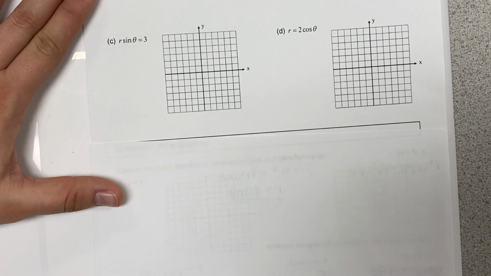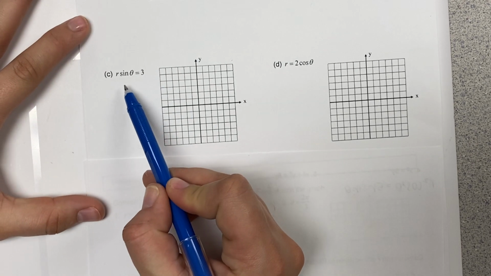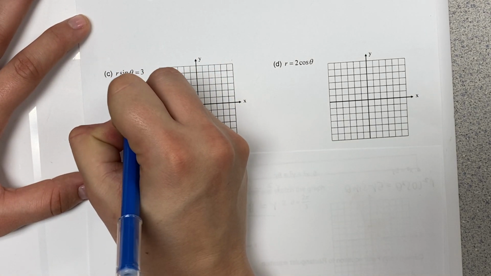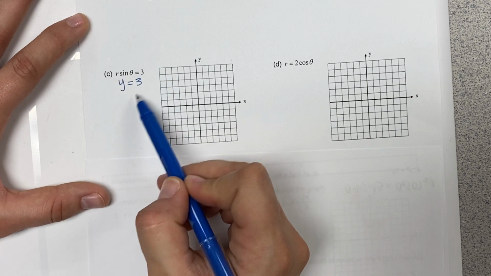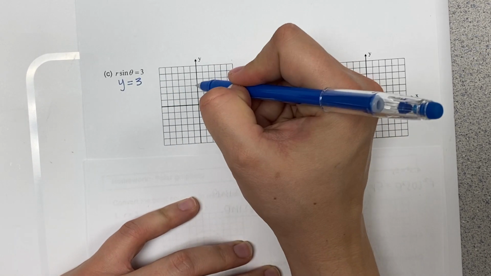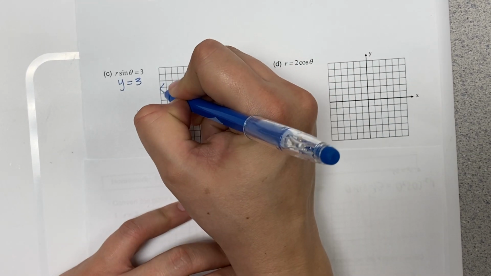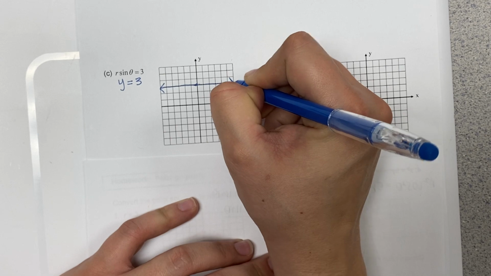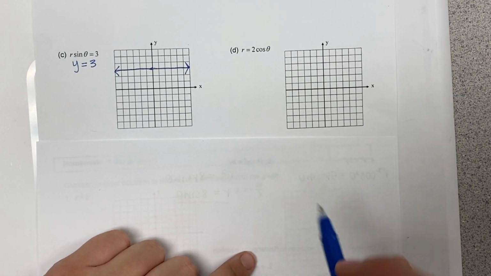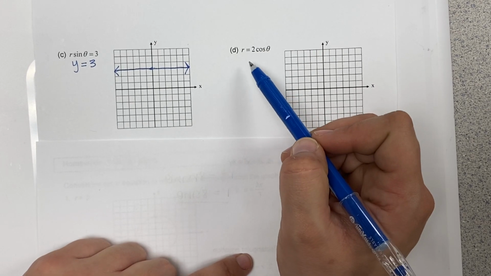Okay, the next 2, these are little weirdies. However, we know from our converting that r sine theta is y. So we're going to convert this to rectangular in order to graph it. A y value of 3 is right here. So we're basically just drawing a horizontal line. The next one's different because this doesn't say r cosine theta, so we can't change this to x.